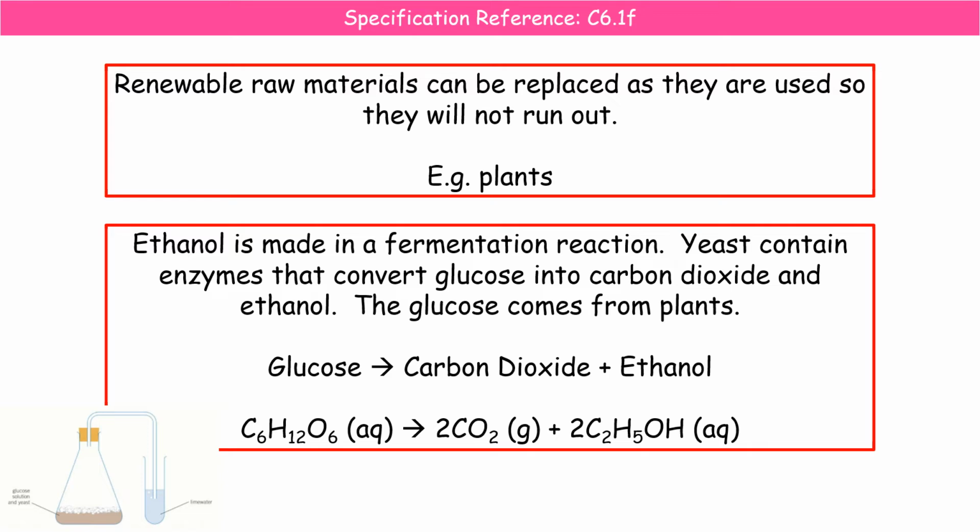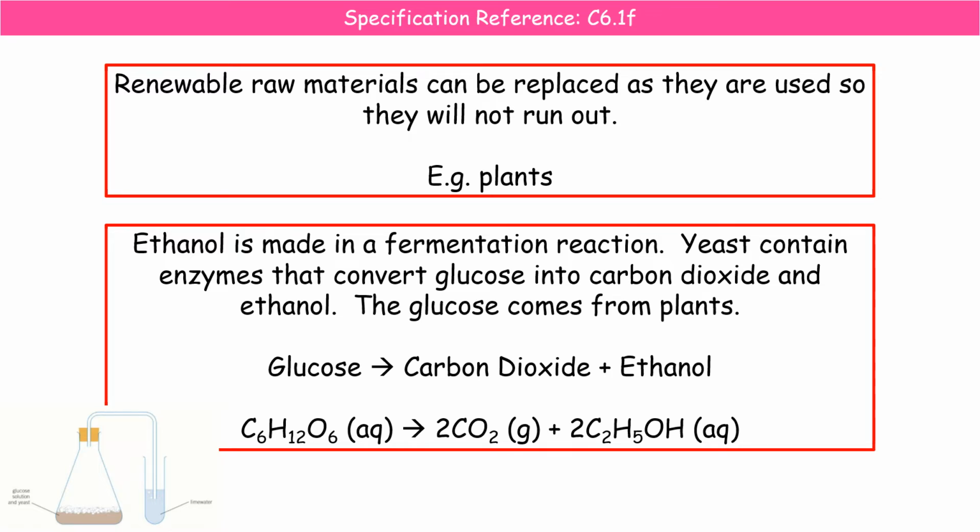The second chemical we're going to look at how we make is ethanol. Now we have a couple of options for making ethanol. We can use a renewable raw material source, and that is in the form of plants. They're renewable because they're not going to run out. We can just plant some more plants.